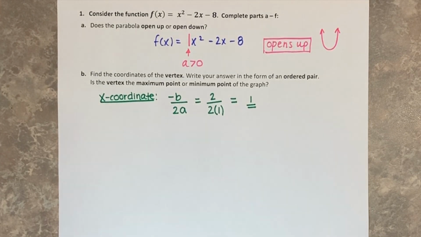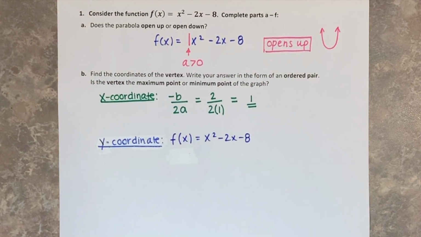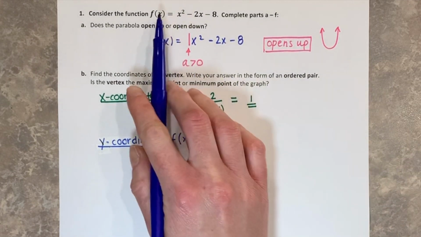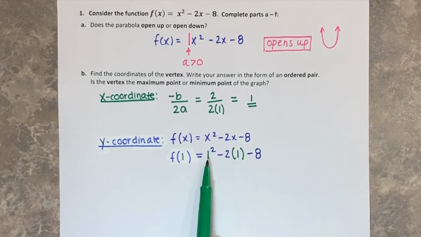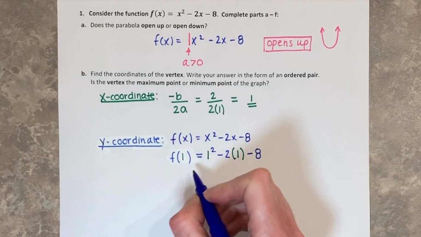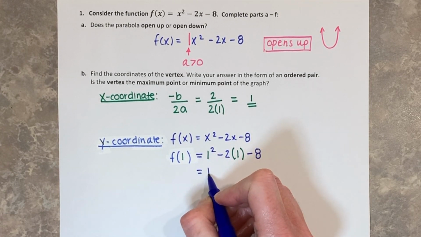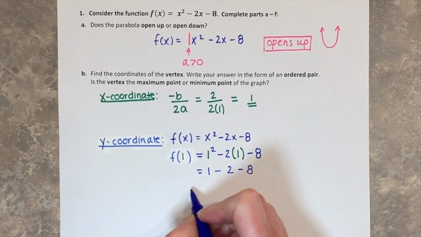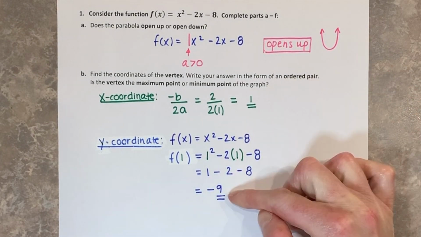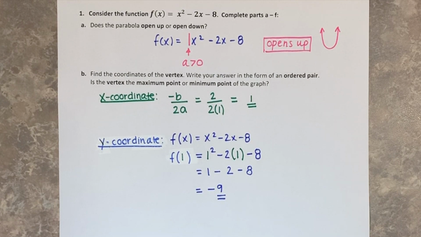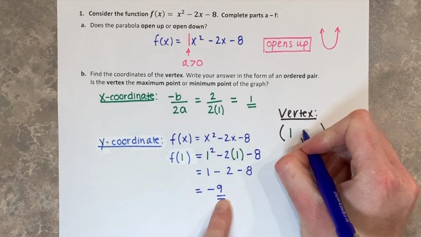Now that we have the x-coordinate of the vertex, we can go ahead and find the y-coordinate of the vertex. To find the y-coordinate of the vertex, all we need to do is take the x-coordinate, which we've just found, and plug it into our given function, which I've copied down right here. So we've plugged our x-coordinate into the function, and that will leave us with 1 squared gives us 1, minus 2 minus 8, and that will leave us with negative 9. So now we found our x and our y coordinate of our vertex. Let's now go ahead and write our vertex. Our x coordinate was 1 and our y coordinate was negative 9.